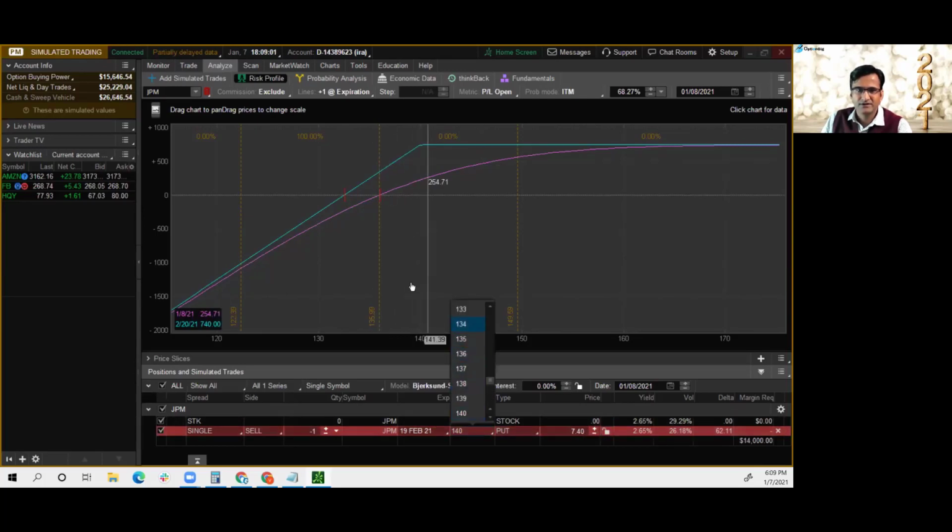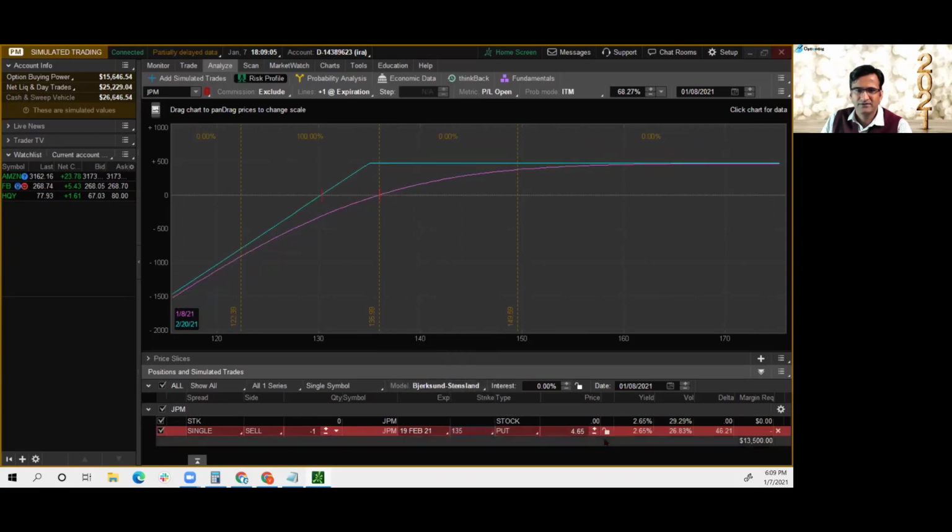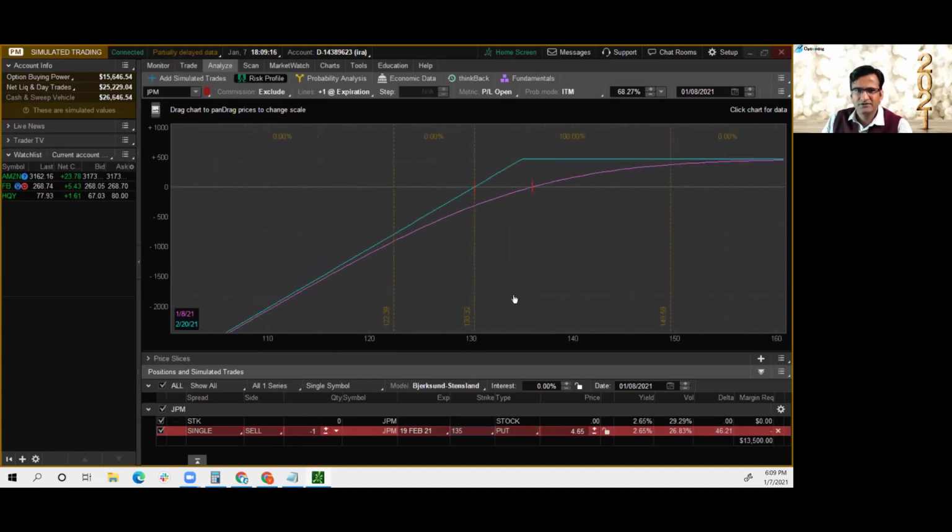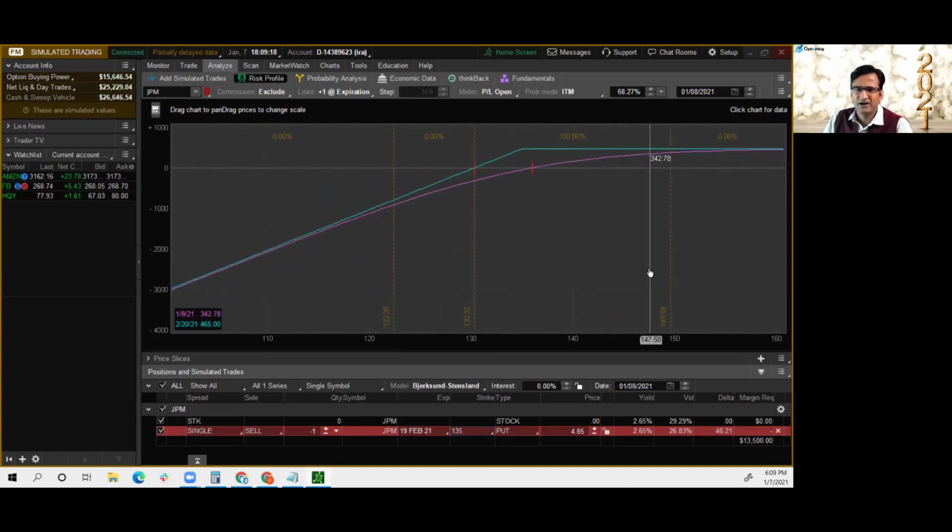So let's do 135. Stock is at 135. I sell a 135 at-the-money put. I received $4.65 as a premium. And I'm bullish on JP Morgan. So I sold this put, assuming JP Morgan will go higher. Even if it doesn't move in my direction, I still have $4.65 of buffer.